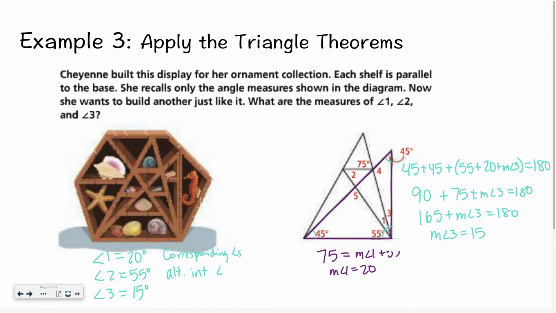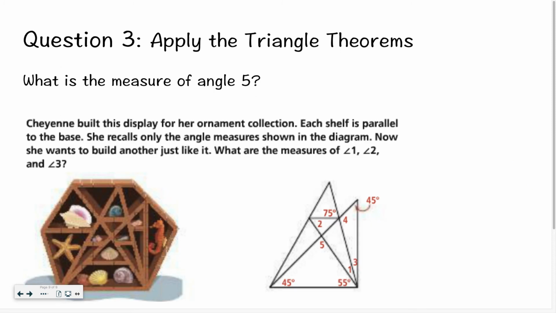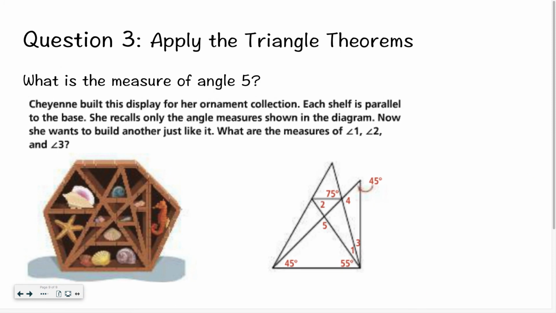Okay, so always start by looking for triangles that you can solve, look for parallel lines and angle relationships, look for exterior angles that you can use to solve. You'll get a wide variety, okay? Now, take the same picture, and instead of solving for angle 1, 2, and 3, I want you to look at this picture, and I want you to solve for angle 5. Good luck.